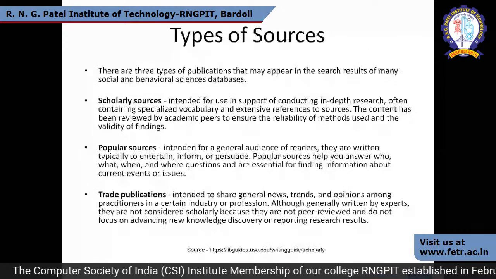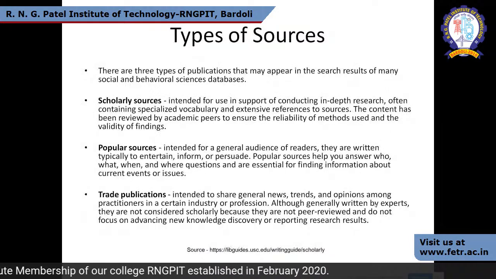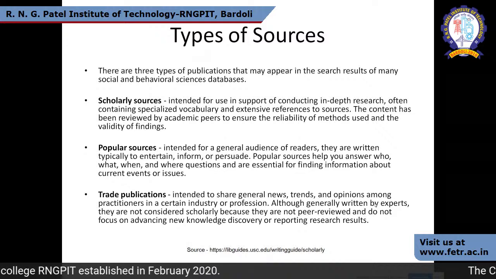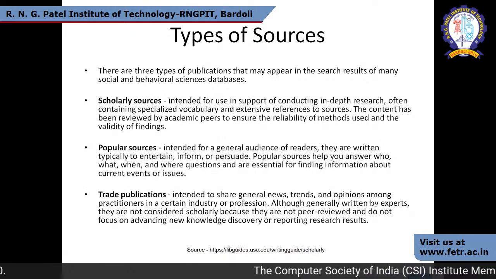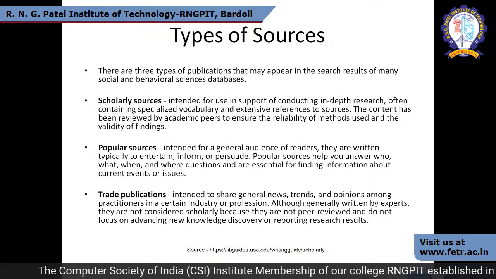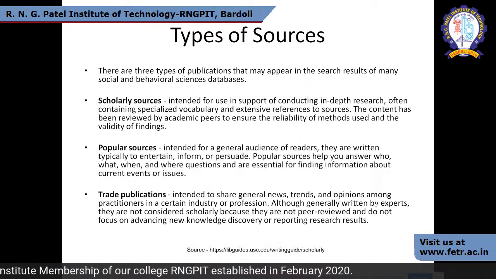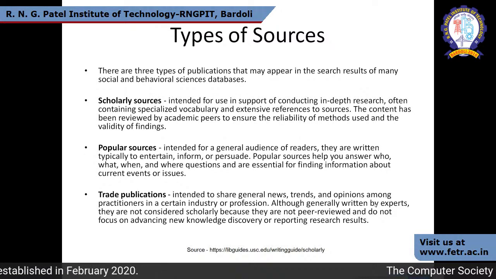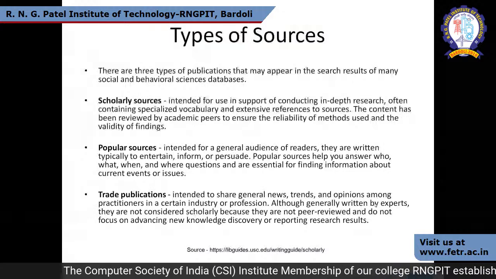Now see, over the internet we find this type of sources, right? Some are called the scholarly sources. Scholarly sources are very important to us. Some are popular sources, intended for a general audience of readers. They are typically written to entertain, inform, or persuade. Popular sources help to answer who, what, when, where. Normally we search in our search engine: who has invented, when invented, where exactly this is. So these are called the popular sources.